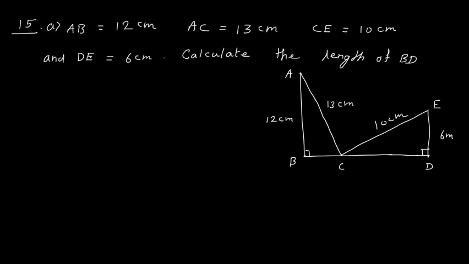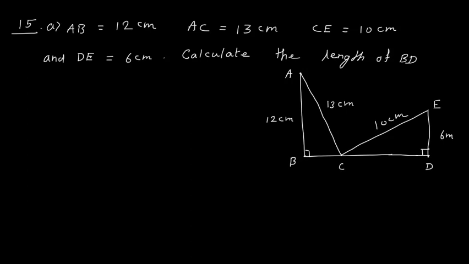Now let us see question number 15. So first part of 15th question is, here in this diagram AB is given 12 centimeter, AC is given 13 centimeter, CE is 10 centimeter, DE is 6 centimeter. You have to calculate the length of BD. Now to calculate the length of BD, we first calculate BC and DC and then add them. Okay, and it is easy to calculate BC and DC. We use Pythagoras theorem in triangle ABC and in triangle EDC.